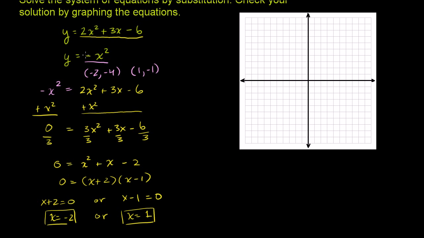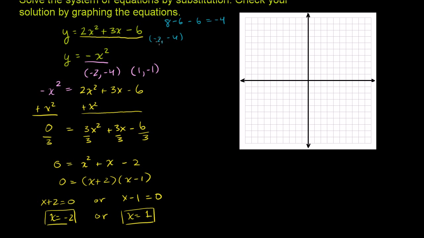So these are both points on this equation right here, on this function. Now if you look at this one over here, if you put negative 2 in, let's see, 2 times negative 2 squared. Negative 2 squared is positive 4. 2 times positive 4 is 8. 3 times negative 2 is negative 6. So 8 minus 6 minus 6. 8 minus 6 is 2. 2 minus 6 is equal to negative 4. So the point negative 2, negative 4 is on this function. So they both share that point in common.